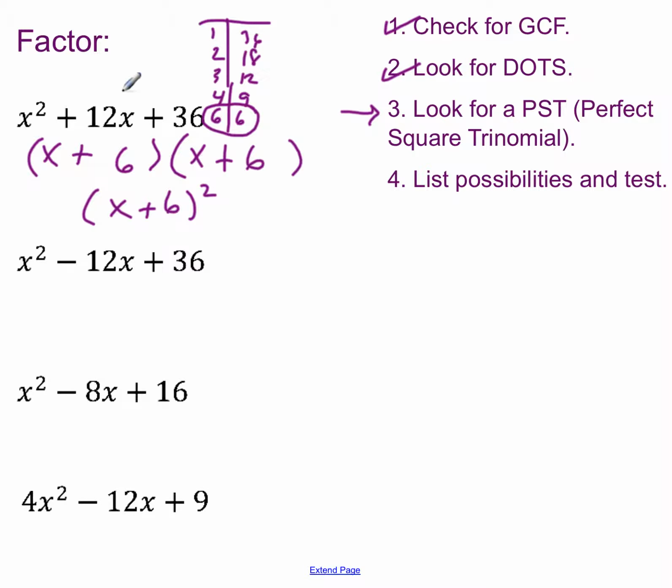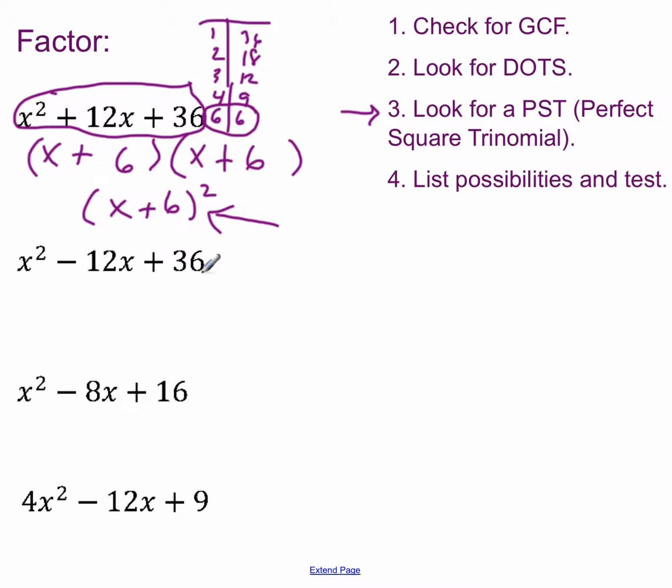So this is a perfect square trinomial. Let me see if I can get something more exciting here. This, that didn't work out like I thought. Okay, this x squared plus 12x plus 36 is a perfect square trinomial. This is a binomial squared. That's the connection we're making on this slide. I still want to check for GCF though. I don't want to forget to do that.